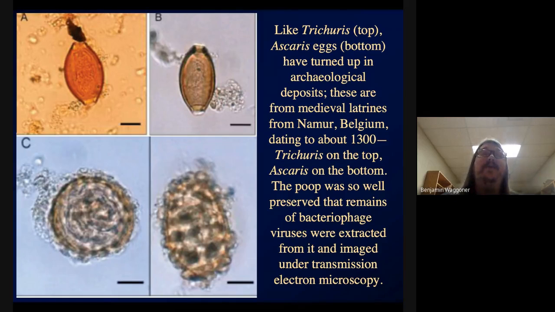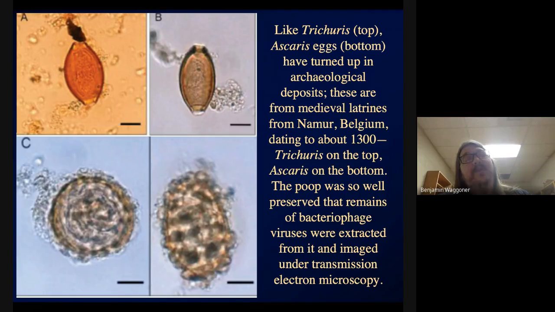And the Ascaris eggs are on the bottom. That kind of bumpy shape to them is pretty distinctive. And it's worth noting that this particular poop from medieval Belgium was so well preserved that it was actually possible to extract the remains of bacteriophage viruses from it and get pictures of them under the electron microscope. One of the very few cases I can think of where we've been able to document fossil viruses. Kind of the ultimate in micropaleontology there, I suppose.